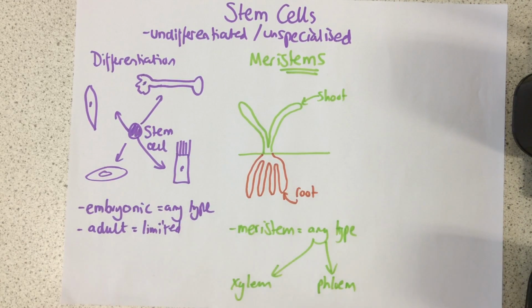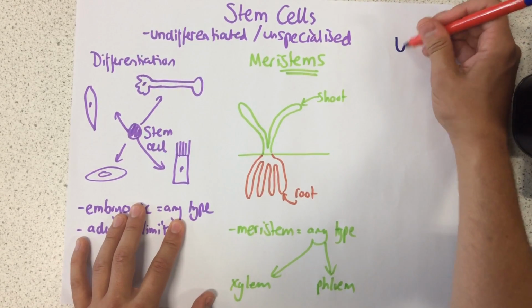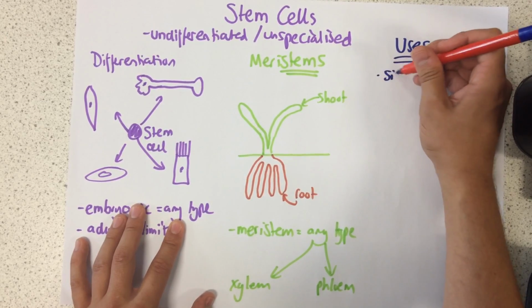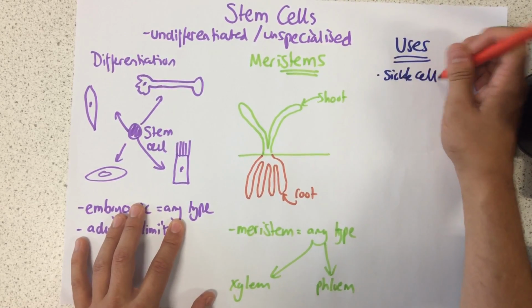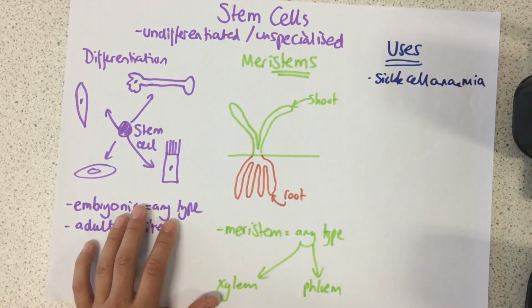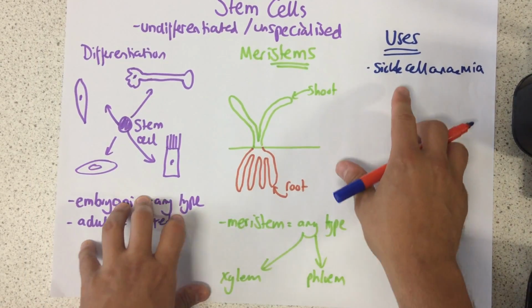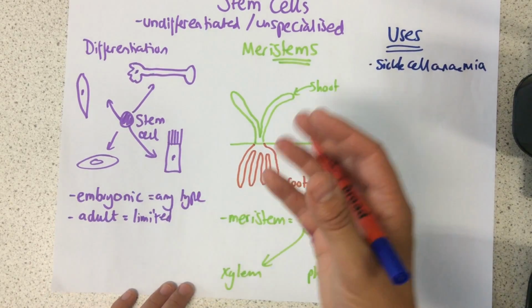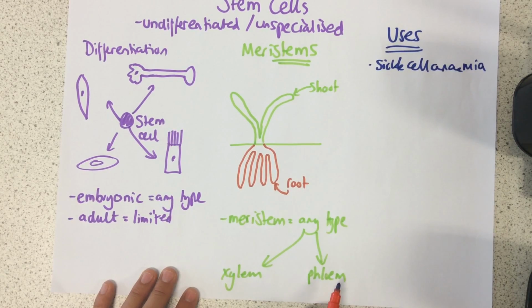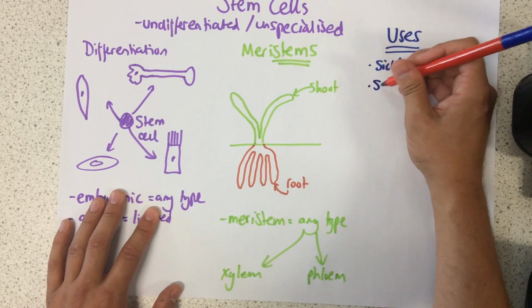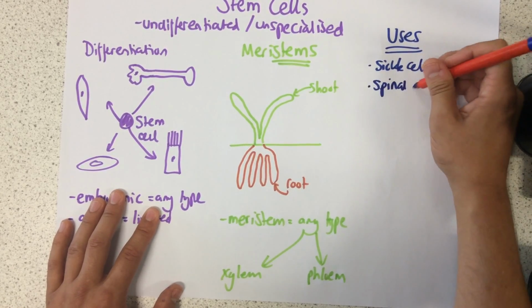So what's the big deal about stem cells? How can they actually be used? So their potential uses are, for example, in sickle cell anemia. Now this is when someone's born with a condition where their red blood cells are misshapen. If they can have adult stem cells put within their bone marrow, those cells can produce healthy red blood cells, which is really useful. Stem cells in the future could be used for spinal cord injury.